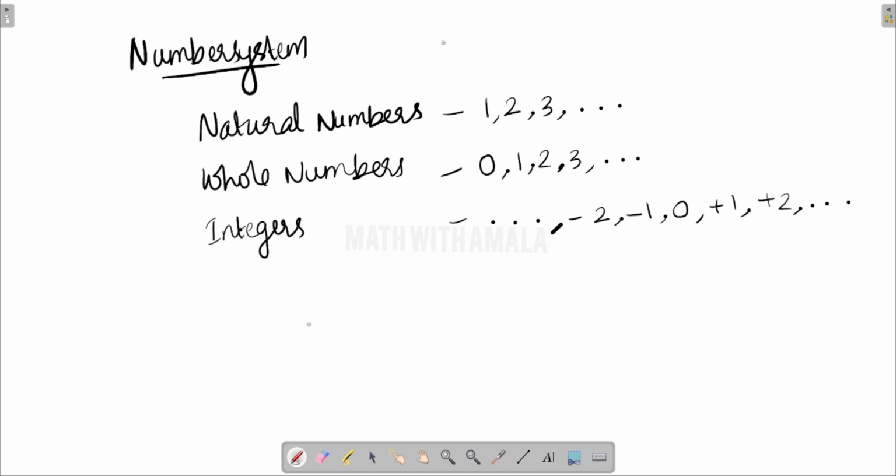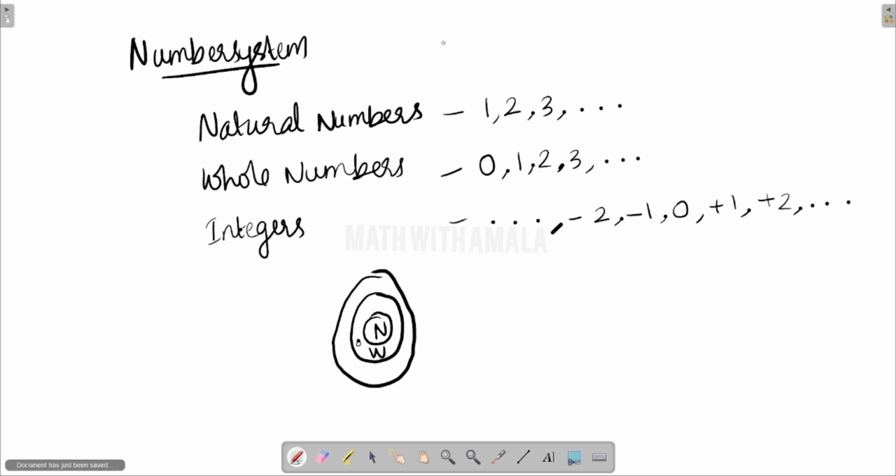So let me represent this in a diagram. Let me take the natural number set as N. Then the whole number set will be surrounding the N, so that it will include W along with the 0 and positives. And the integers will be just around the whole numbers. You can draw it like this, and you can denote the integer set like Z, which includes the positives, negatives and the 0.